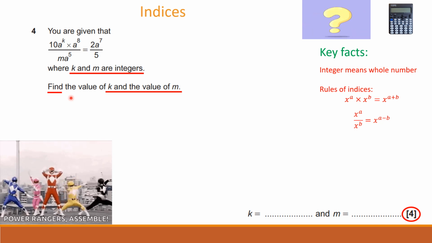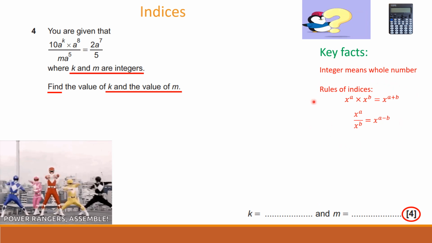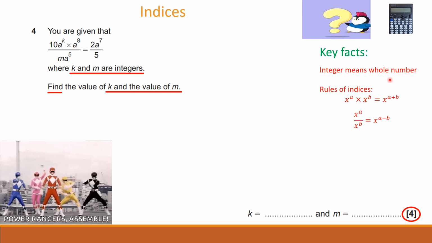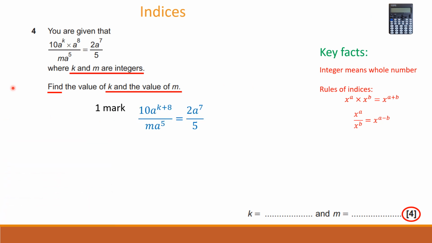Well done guys, hopefully you've managed to have a good go at doing this. Remember, make sure you've highlighted these rules that you've written down over here, stick them in a bubble, make them stand out. Make sure you know what this word integer means as well, so make sure you've written down your key facts. Now to start with, for 1 mark, we're going to look at adding together the powers. So a to the power of k times a to the power of 8 is this first rule here. Add together the powers and we just write it as k plus 8.